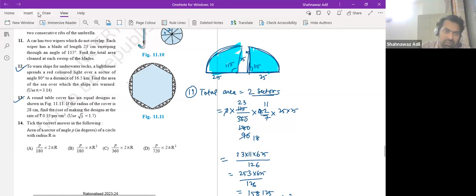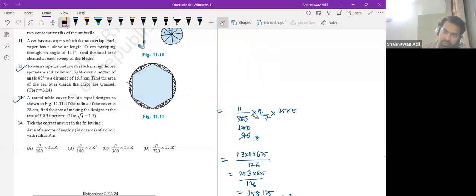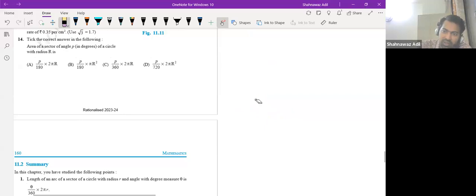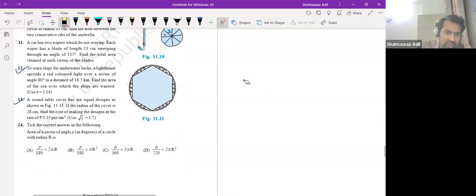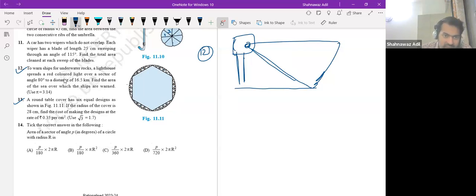Then, let us do the 12th problem, and then 13 and 14 you guys try. So we have ships and underwater rocks, and a lighthouse. So we have this lighthouse, right? And let's see, this is the lighthouse, and it is throwing some light in this area to warn the ships, right? And this spreads a red colored light over a sector of 180.